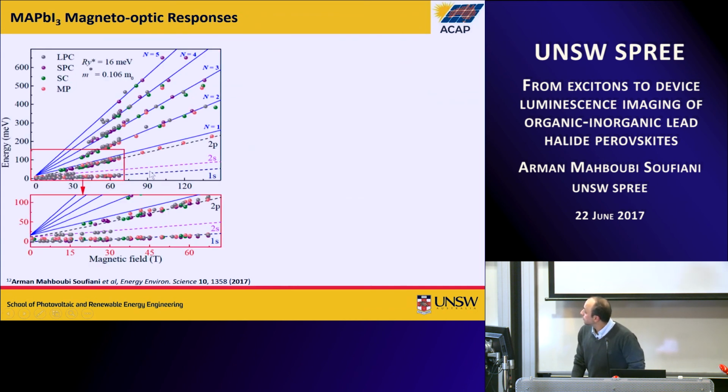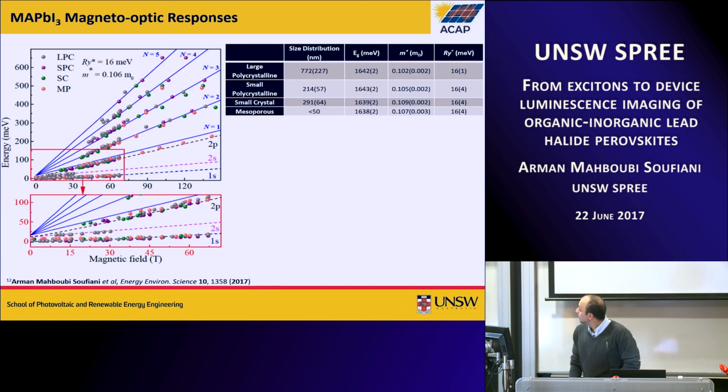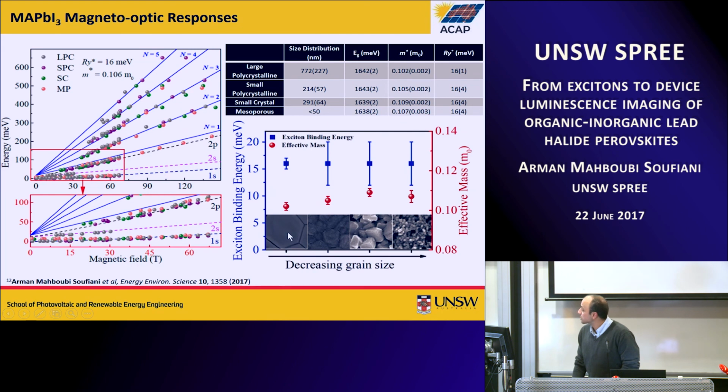Here you can see a plot showing the overlay data, both excitonic and free carrier transition energies for all 4 samples. You can see that they're nicely overlaid, which means that the optical response of all these 4 samples under magnetic field is similar. And the extracted values for the binding energy and also the reduced mass, you can see they're almost unchanged. By changing the crystal size, which is also probably crystal quality, the binding energy and the reduced effective mass remain almost constant.